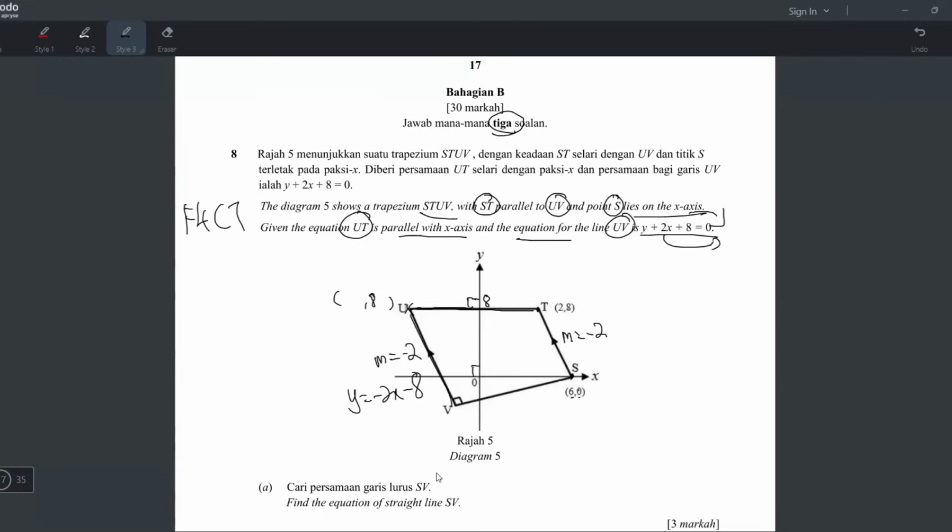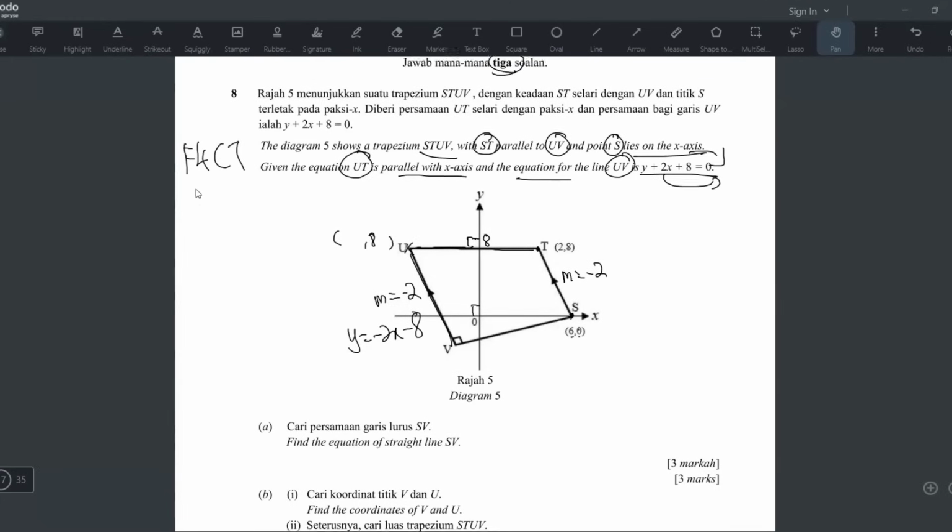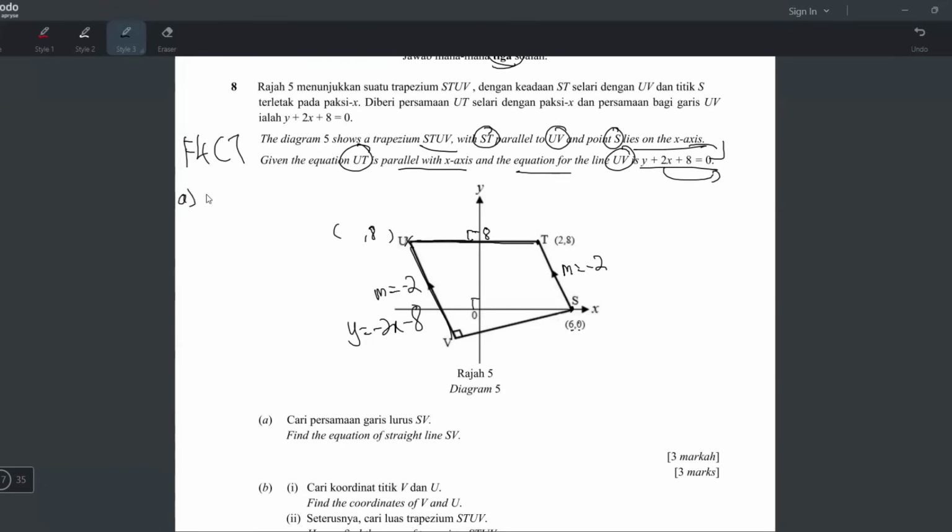But I don't think you have to do that, because dia punya diagram pun tak lukis sampai sana, so kita tak payah. Yeah, it means we probably won't use that for the working later. Okay. So soalan A, find the equation of SV. Alright. Let's go and look for the SV line. Mana SV? Sini. Alright. How to find the equation of this line?